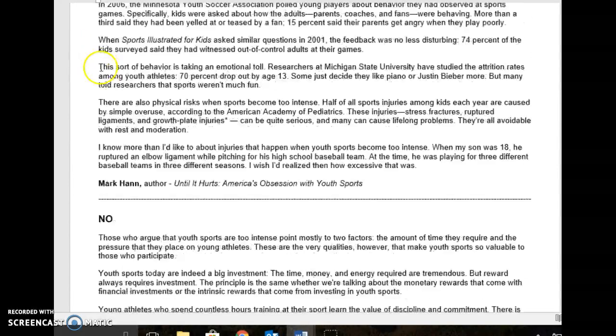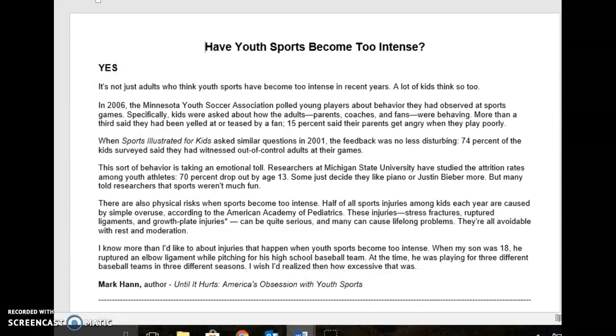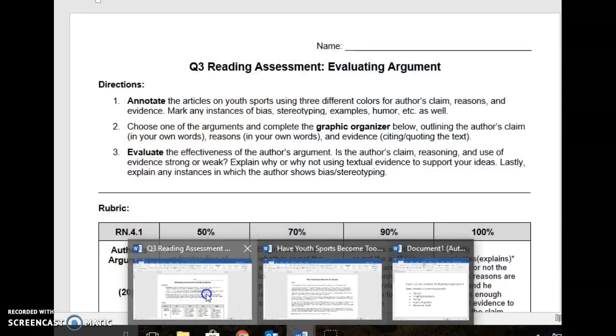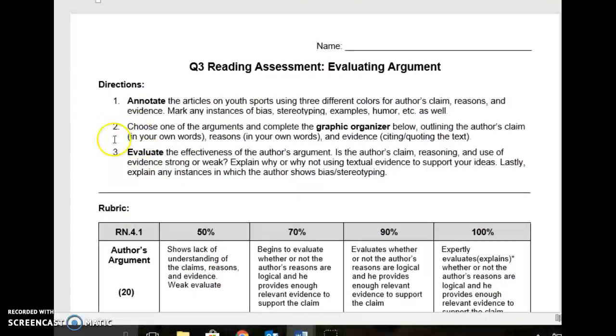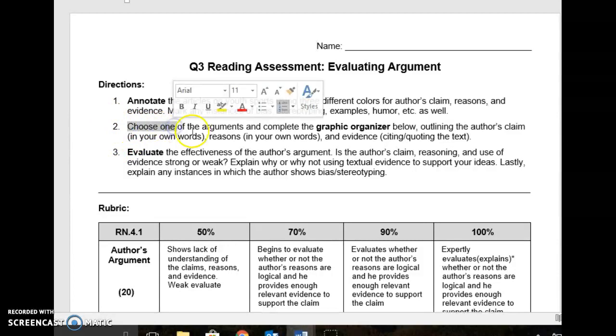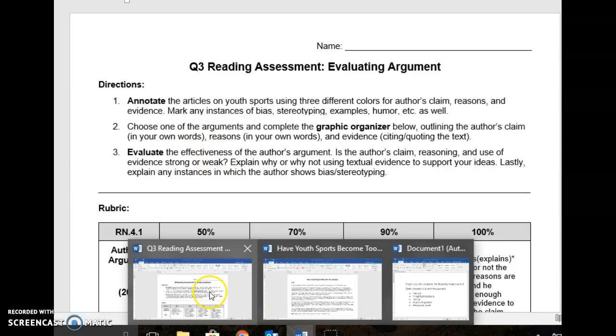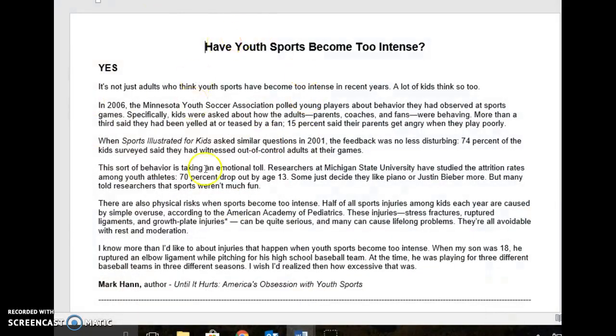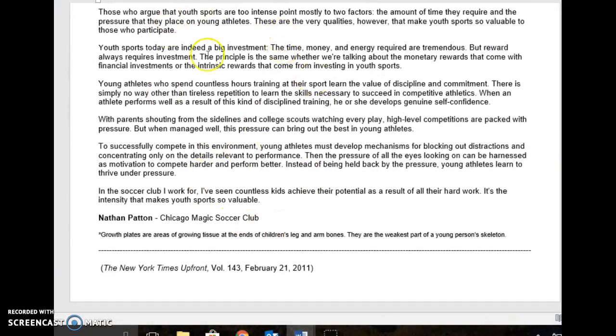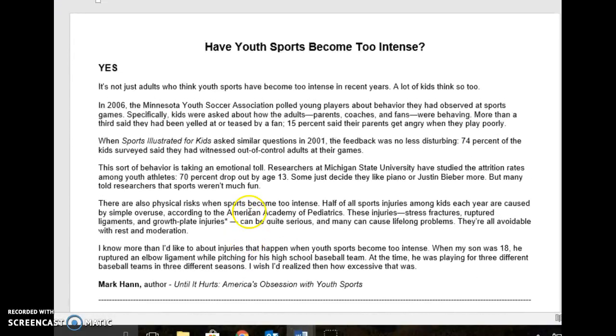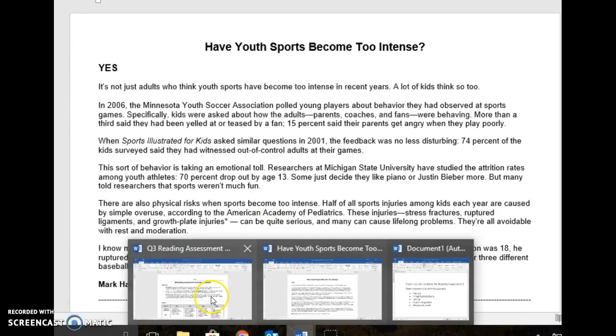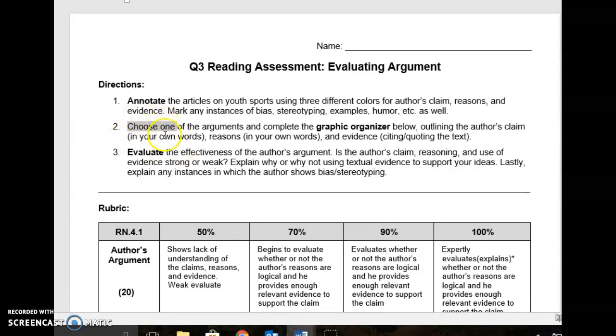So reading through these 2 articles and annotating them as you go. That is step 1 for your reading assessment today. Step 2, you guys are going to choose 1. Everyone highlight or circle or star. Choose 1 of the arguments. That means you can choose the yes article or you can choose the no article. Maybe whichever one made the most sense to you or whichever one you feel like you can evaluate best, because step number 2, you're going to choose 1 of those arguments and you're going to complete the graphic organizer.